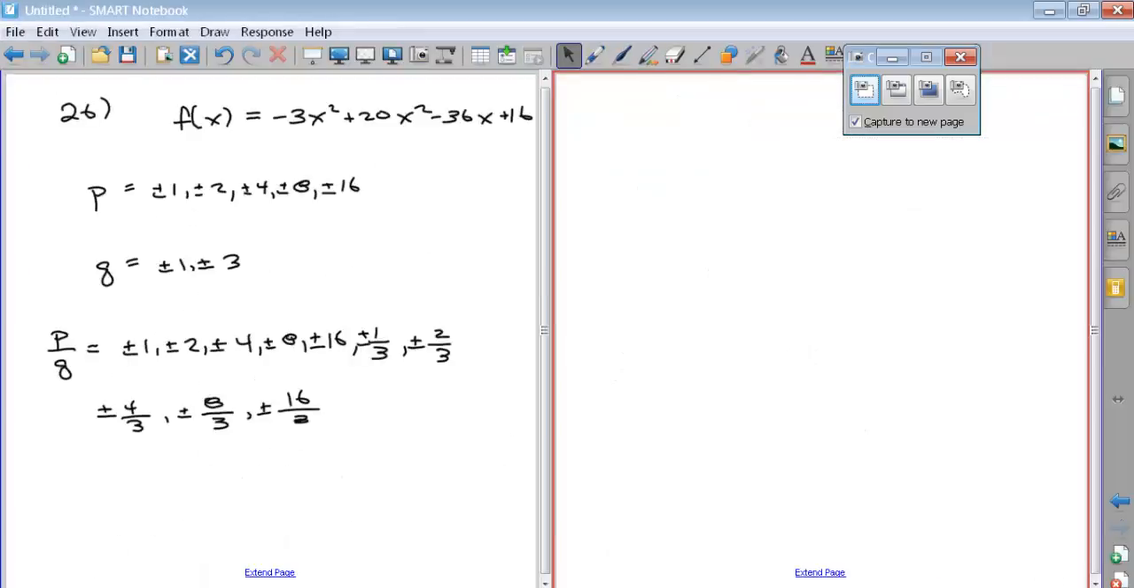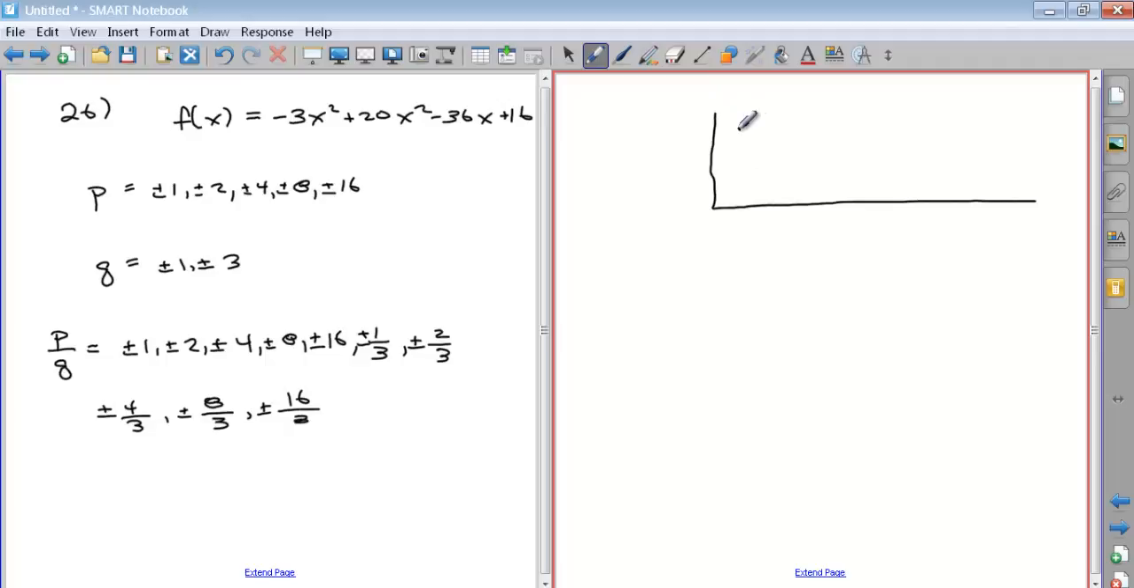So take the original equation, coefficients negative 3, 20, negative 36, 16. So 4 is one solution. Bring this down, get negative 12, add these together, you get 8. 4 times 8 is 32. Add those together, you get negative 4. 4 times negative 4 is negative 16. You get a 0 remainder.